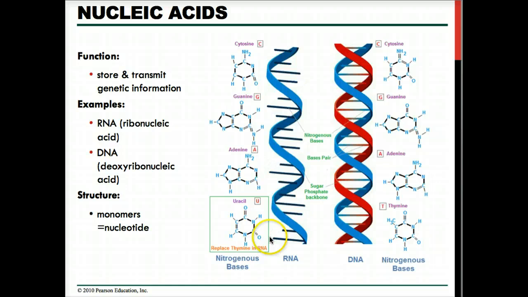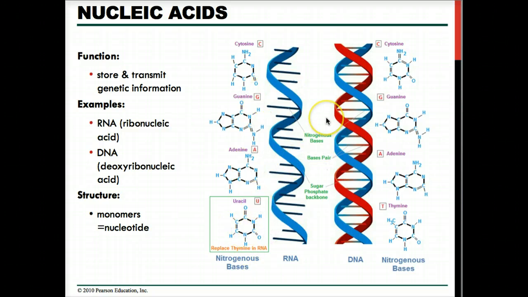Here are some examples. Here's your RNA molecule. Here's your DNA molecule. You'll notice right away there are a few differences. DNA is a double-stranded helix. RNA is only single-stranded. They both have a sugar phosphate. They both have base pairs. They both have nitrogenous bases, and by definition, a nitrogenous base is one of these.